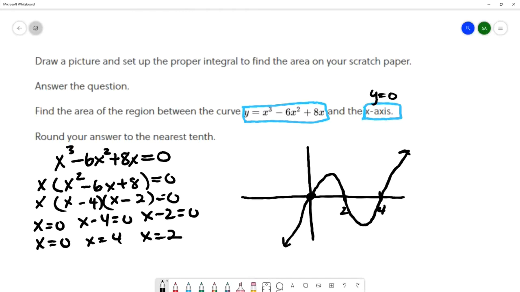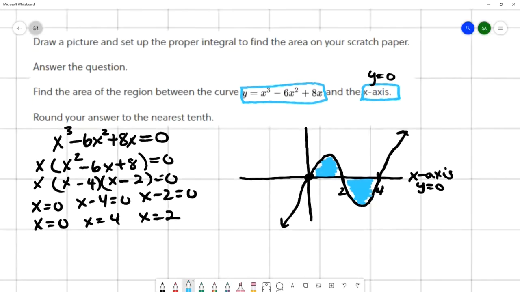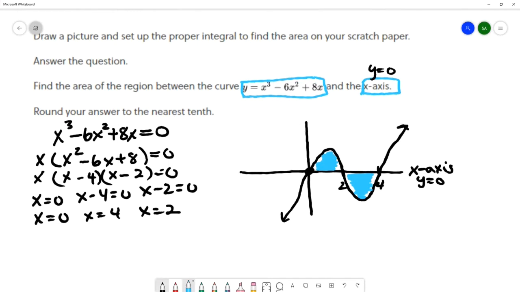Now we're interested in finding the area between this curve and the x-axis, which remember is the equation y equals 0, a horizontal line where y equals 0. So between those two curves, or bounded by those two curves, is this area here, as well as this area here. So these are the areas that we're interested in finding.